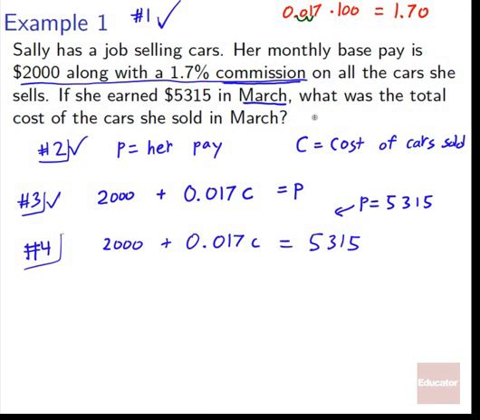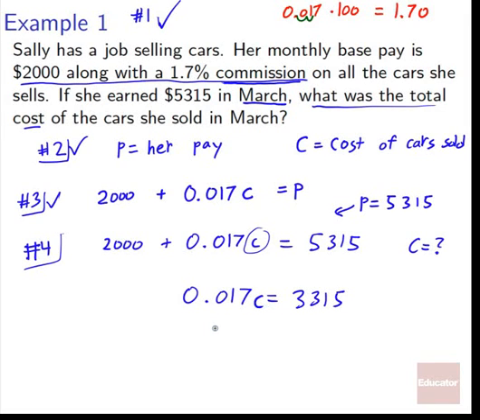We want to know C. C is what we're looking for. It asks what was the total cost. So we're looking for C equals question mark. So we just solve for what C has got to be. Subtract 2,000 from both sides. We get 0.017C equals 3,315.